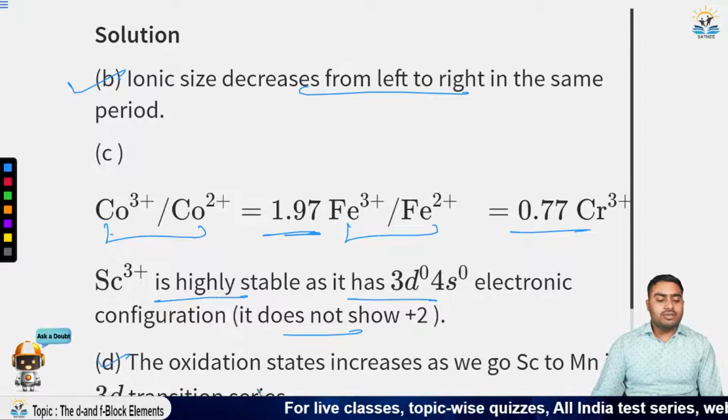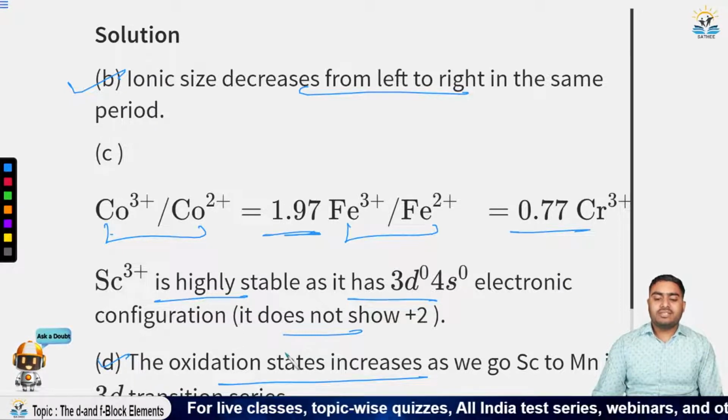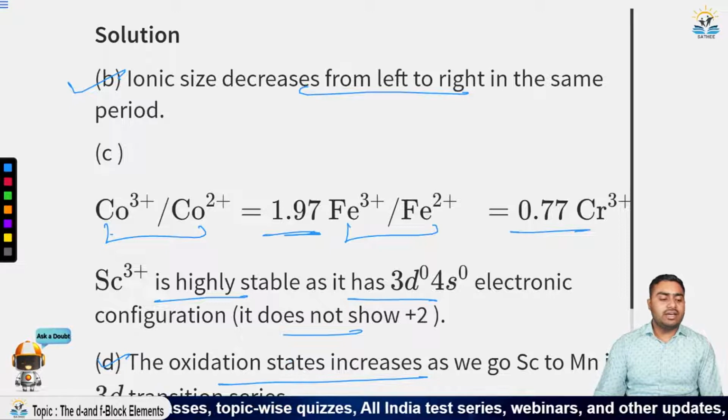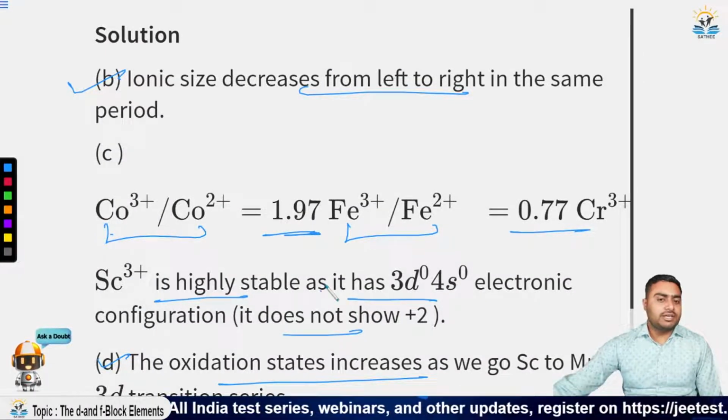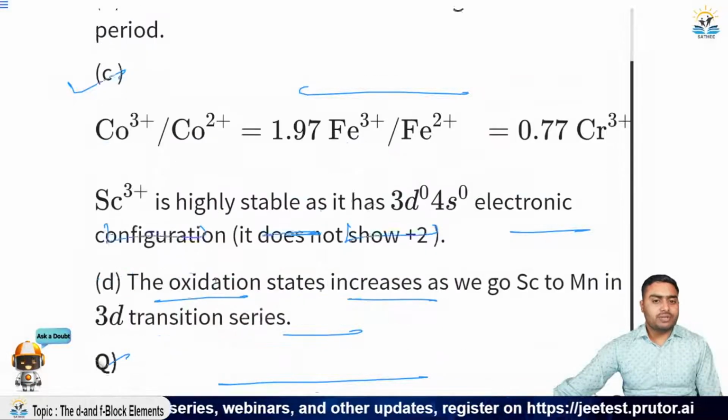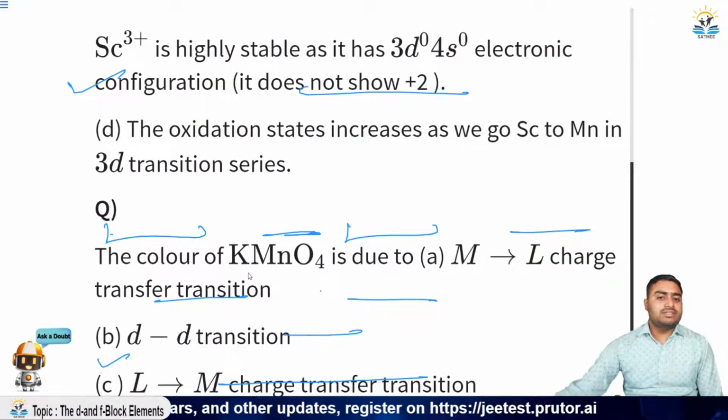And in part D, you can see the oxidation state increases as we go from scandium to manganese in the 3d transition series. So you can see the next point is here, that is the next question.